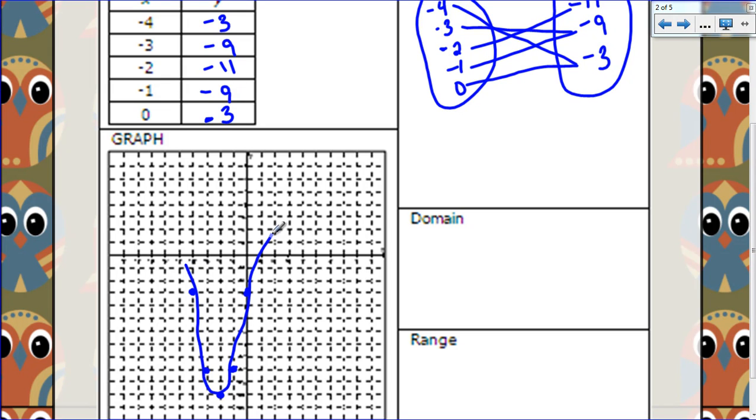I'm going to connect them with a smooth curve. That's my parabola. It's concave up. My vertex is a minimum. And so now let's talk about the domain and the range. Well, arrows on the ends, all real numbers for the domain.